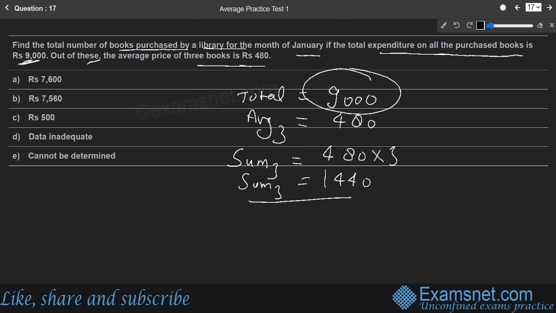Total expenditure is 9,000. Then he wants us to find the total number of books purchased. So clearly we do not know the average expenditure on the remaining books. We know the average expenditure of the 3 books, but we do not know the expenditure on the other books that are remaining. And also we don't know how many books there are. If we had known how many books there are, then we could easily calculate the average of the remaining books. But neither the average of the remaining books is given, nor the total number. So in this situation we cannot find the answer since the data is inadequate. So the right answer is option D.